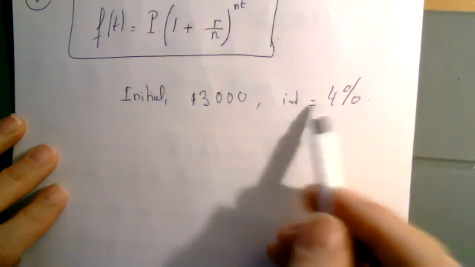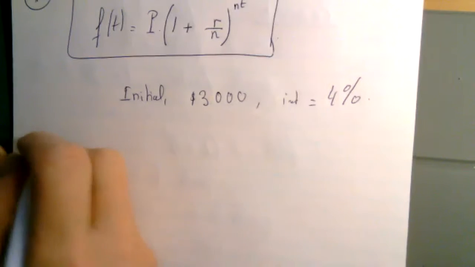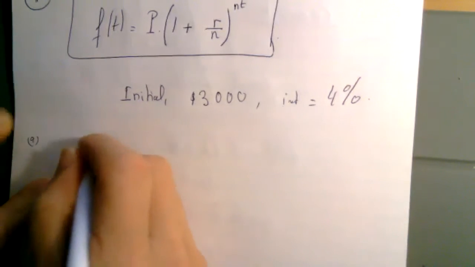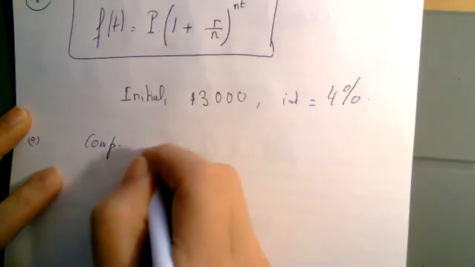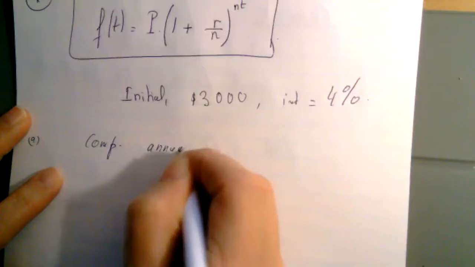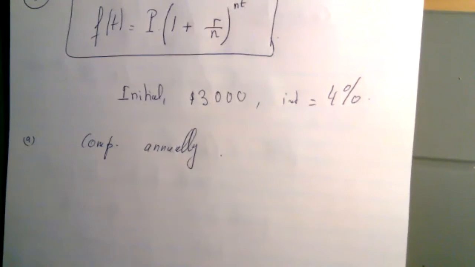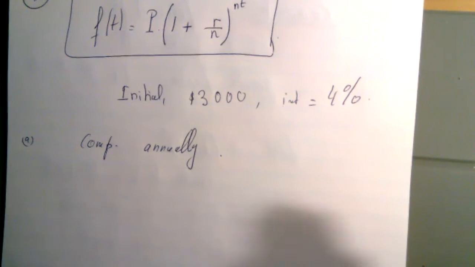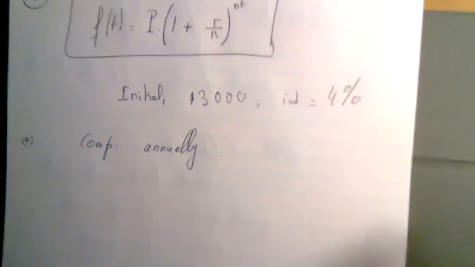So at an interest of 4%, compounded annually. Compounded annually means once a year you get interest. You put in 3,000, they give you 4%. At the end of the year, they give you your money. In between, you cannot cash your money. You don't get any interest within the year. You get your interest at the end of the year.